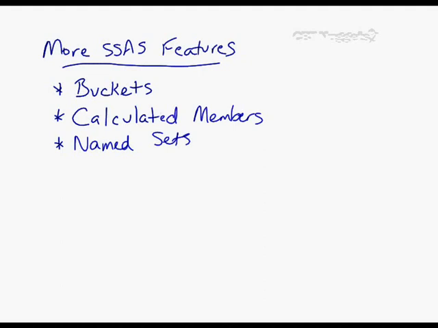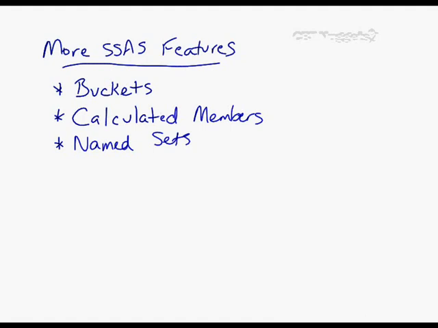More SSAS features. Up until this point, all of the information that you've been displaying in your Cube browser has been related to individual items. Well, in this nugget, we're going to talk about buckets. How to divide groups of information into various buckets so you can look at things in groups as opposed to individual members. For example, if you want to see high-ticket items or low-ticket items or something in between, you can do that. We're also going to discuss calculated members.